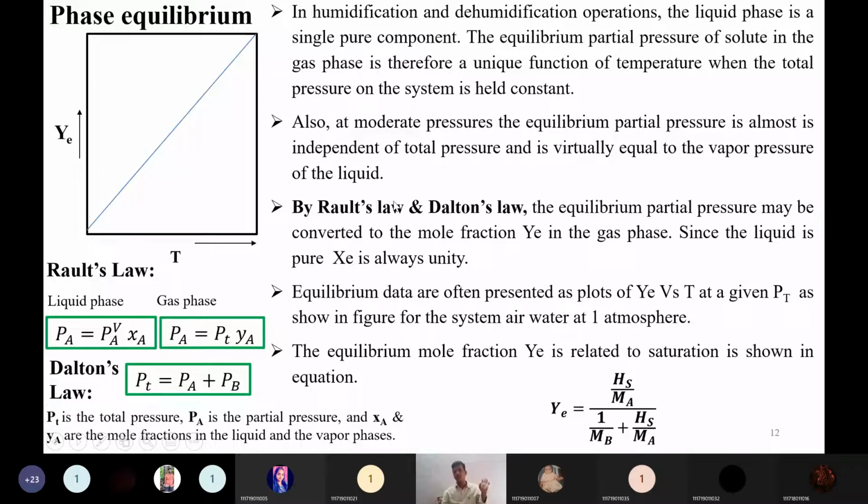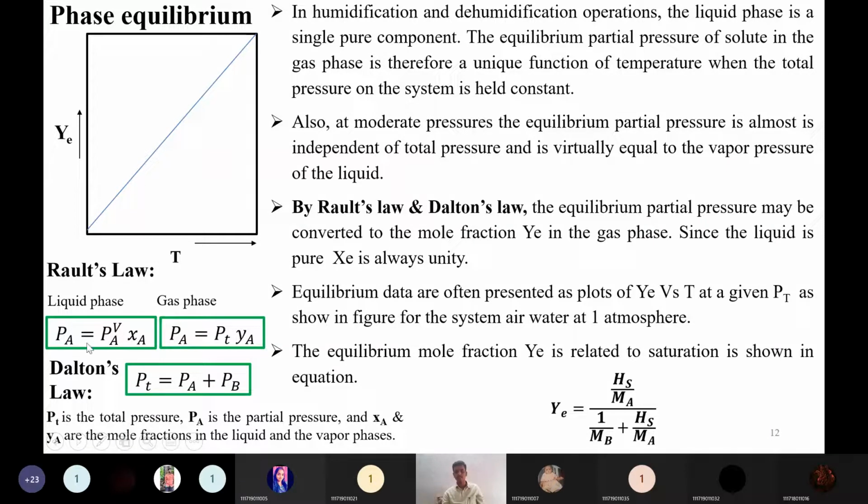By Raoult's law and Dalton's law, the equilibrium partial pressure may be converted to mole fraction YE in the gas phase. Since the liquid is pure, XC is always unity. Then equilibrium data are often presented as plots of YE versus T at constant total pressure PT, as shown in this figure for a system of air and water at 1 atm. So this type of equilibrium plot you will be getting. Then the equilibrium mole fraction YE is related to the saturation humidity as shown in this equation: YE is equal to HS by MA divided by 1 by MB plus HS by MA, using Raoult's law and Dalton's law.